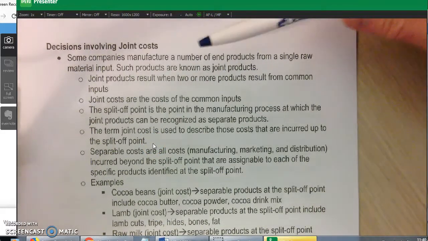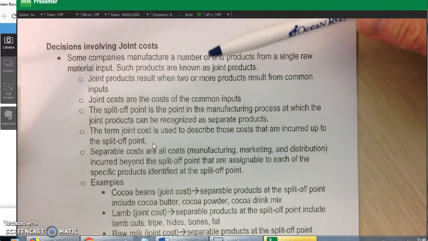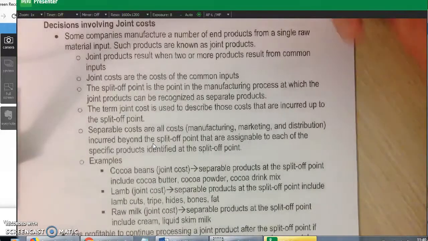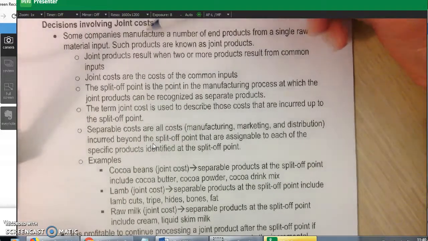And so now we're going to continue on with our Chapter 7 by talking about decisions involving joint costs. First, we're going to talk about what joint costs are, how to allocate them, why we need to allocate them, and then some decision-making aspects involving joint costs.